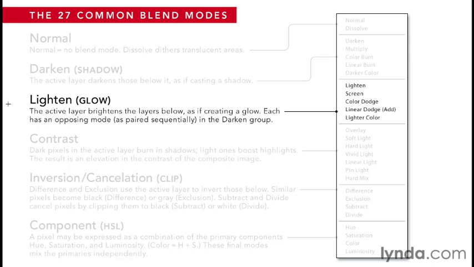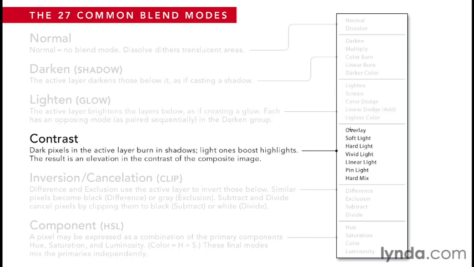Next, we have the lighten modes, which use the active layer to brighten the layers below, as if creating a glow. Each of these modes has an opposing mode as paired sequentially in a darken group. So what I mean by that, for example, is that the lighten mode is effectively the opposite of the darken mode, whereas screen is effectively the opposite of multiply, color dodge is the opposite of color burn, and so on down the list.